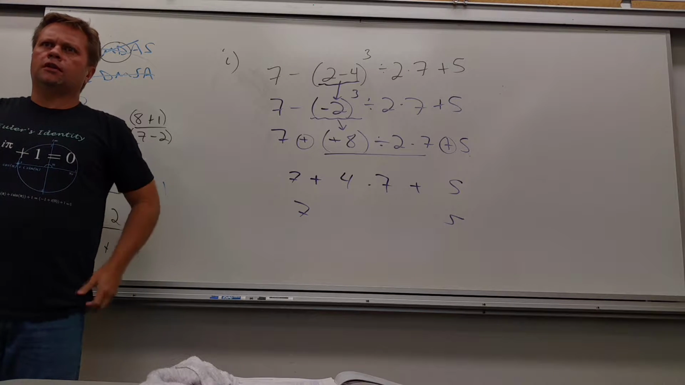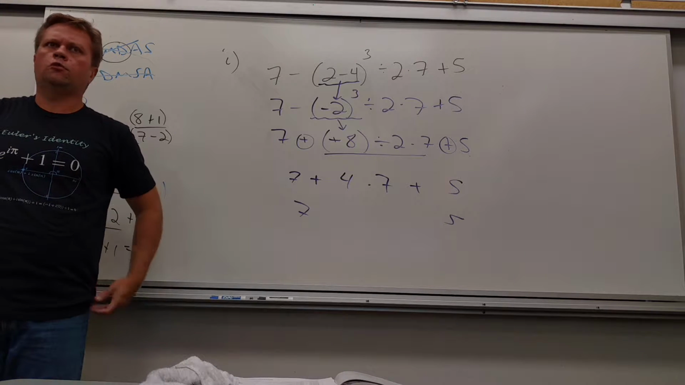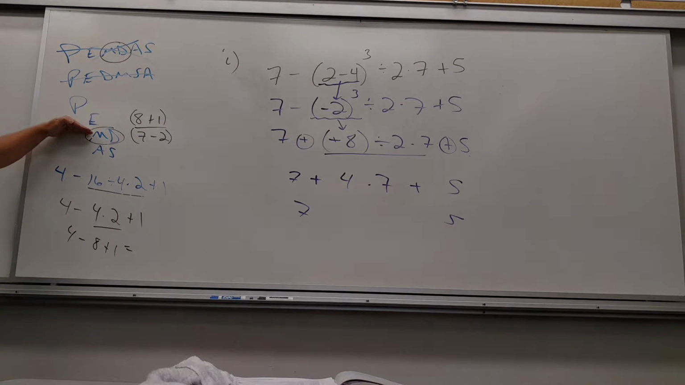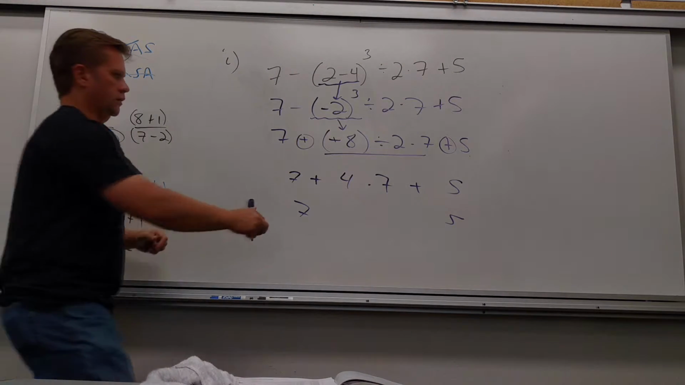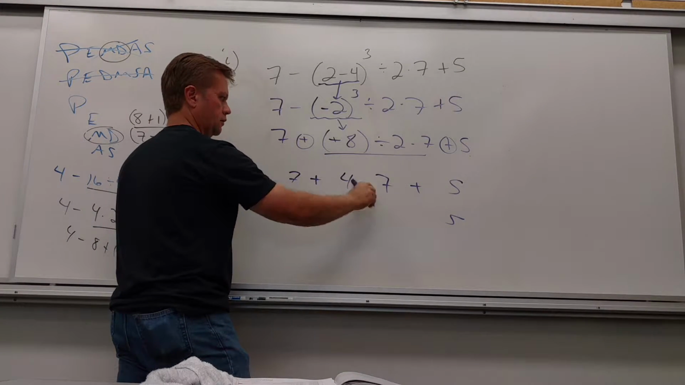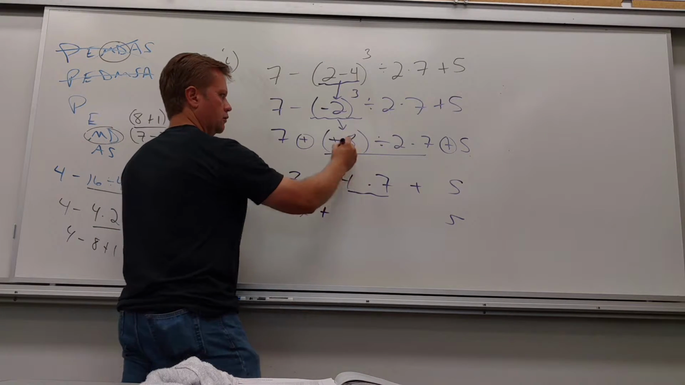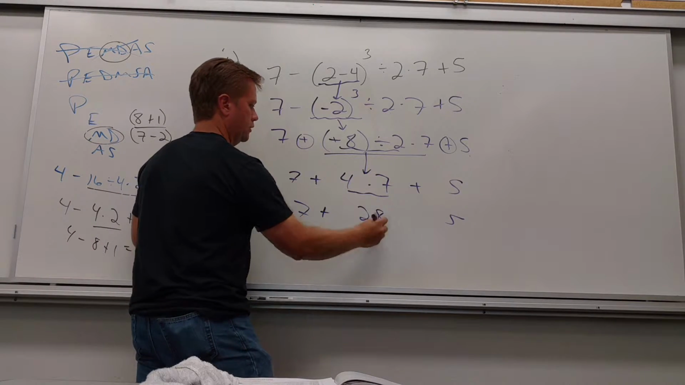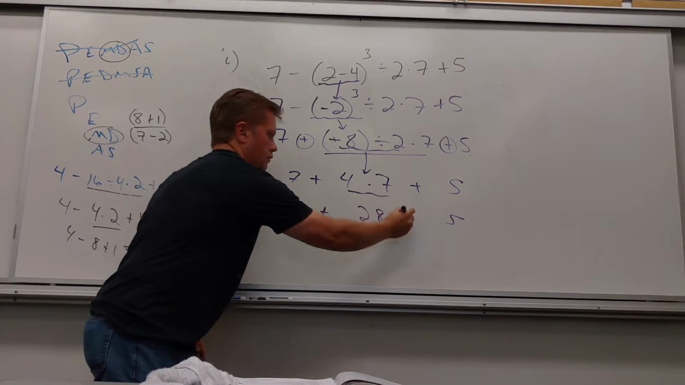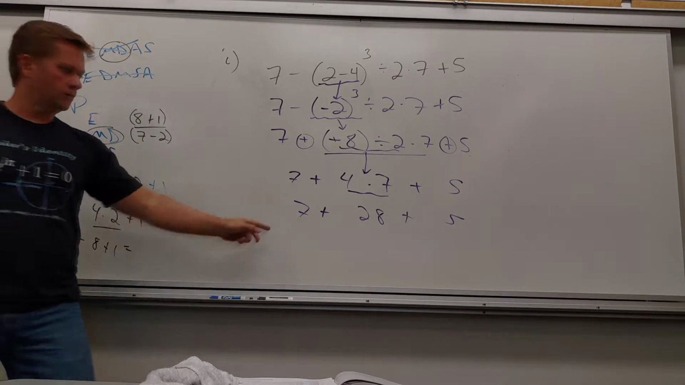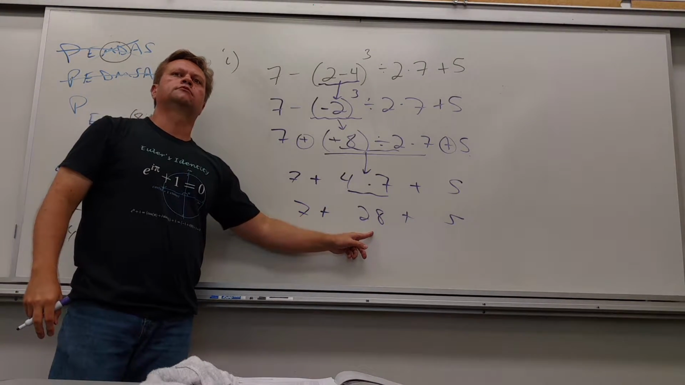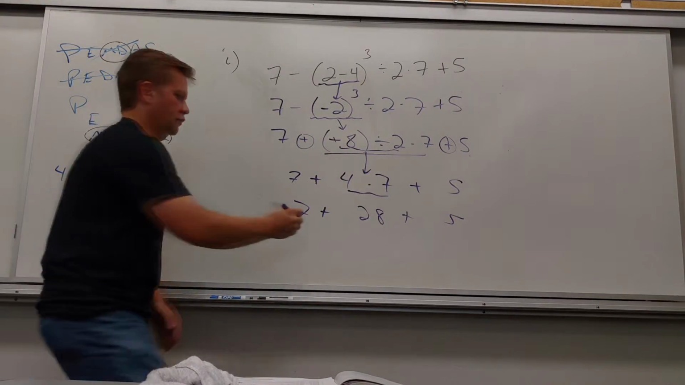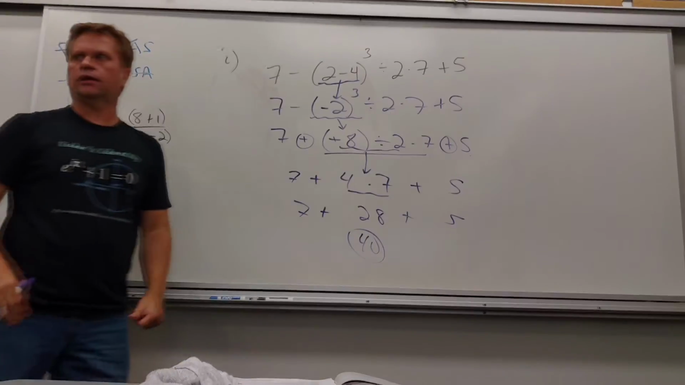Can I do my addition yet? No. Why? There's still multiplication. I'm still at this level. I can't go to that level yet. So that's there, right? 4 times 7, 28. Now I can finally do everything. 7 plus 28. 35 plus 5? 40. Cool. I like it.